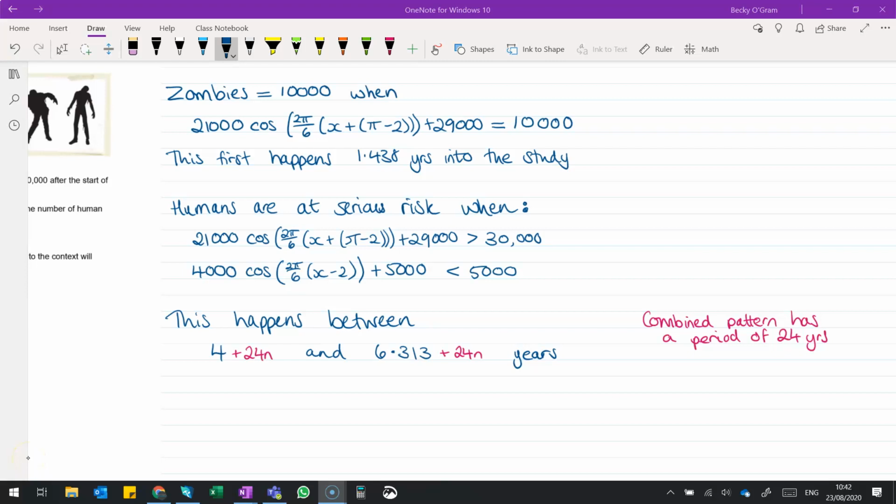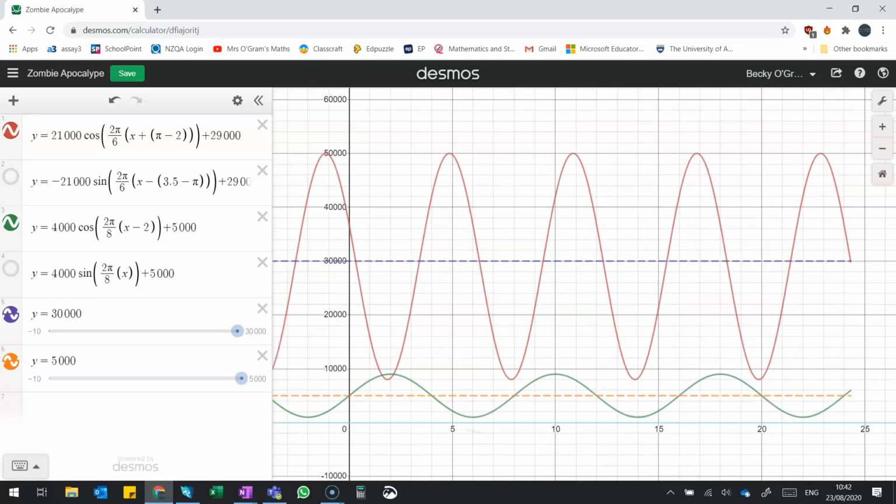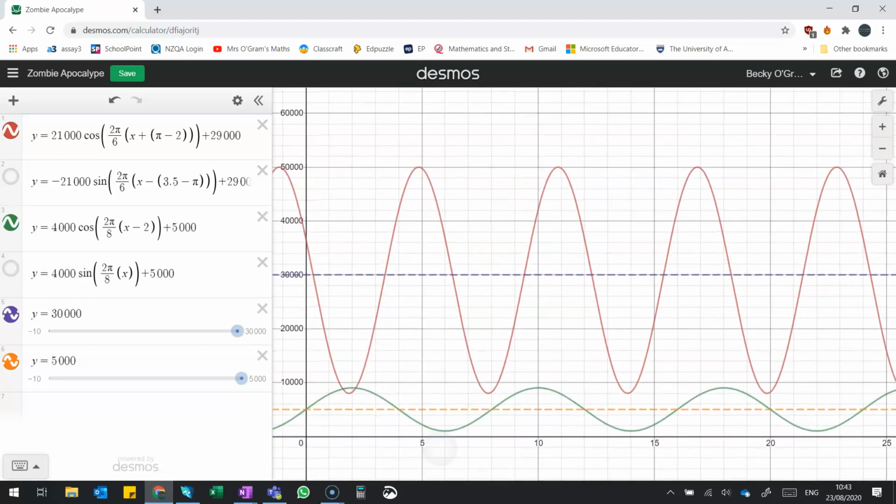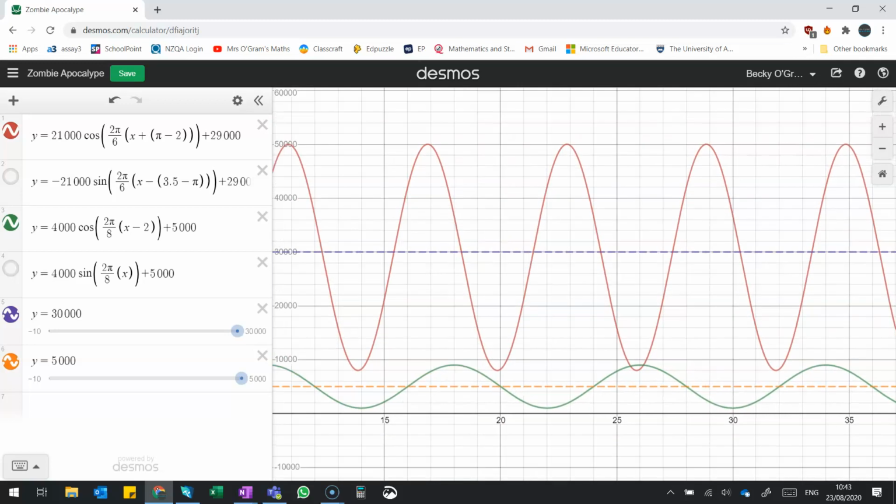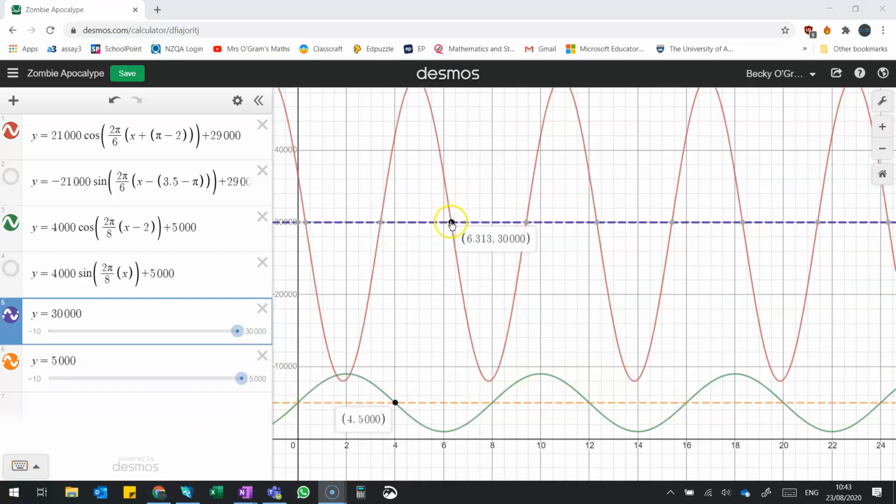So now let's go back to our graph and see how many times that happens within 24 years. So we had those first two times that it happened we already saw. Then we're going to check for, okay, the next time the zombies come back up over 30,000, the humans are safe because they're over 5,000. So let's look at when they drop below 5,000 again.